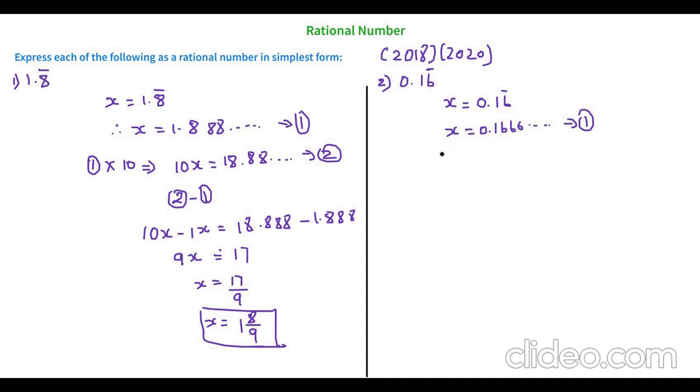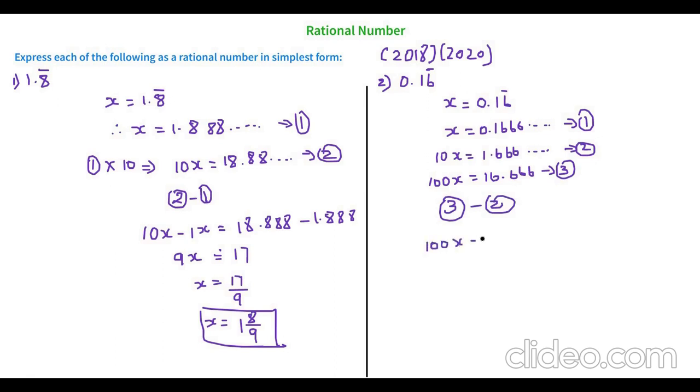Now when I multiply this by 10, it becomes 10x equals 1.666 and it keeps going. This is our second equation. When I multiply by 100, this becomes 100x equals 16.666 and it keeps going. This is our third equation. Now let's subtract the second equation from the third equation: 100x minus 10x equals 16.66 minus 1.66.